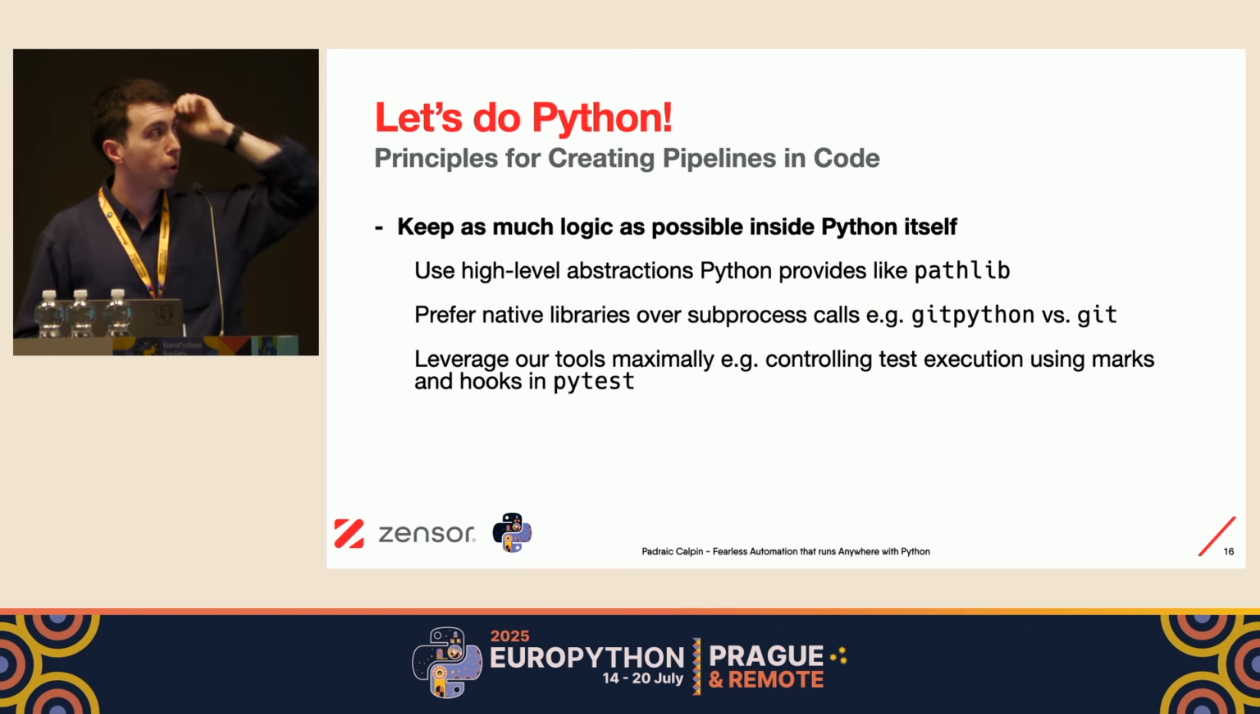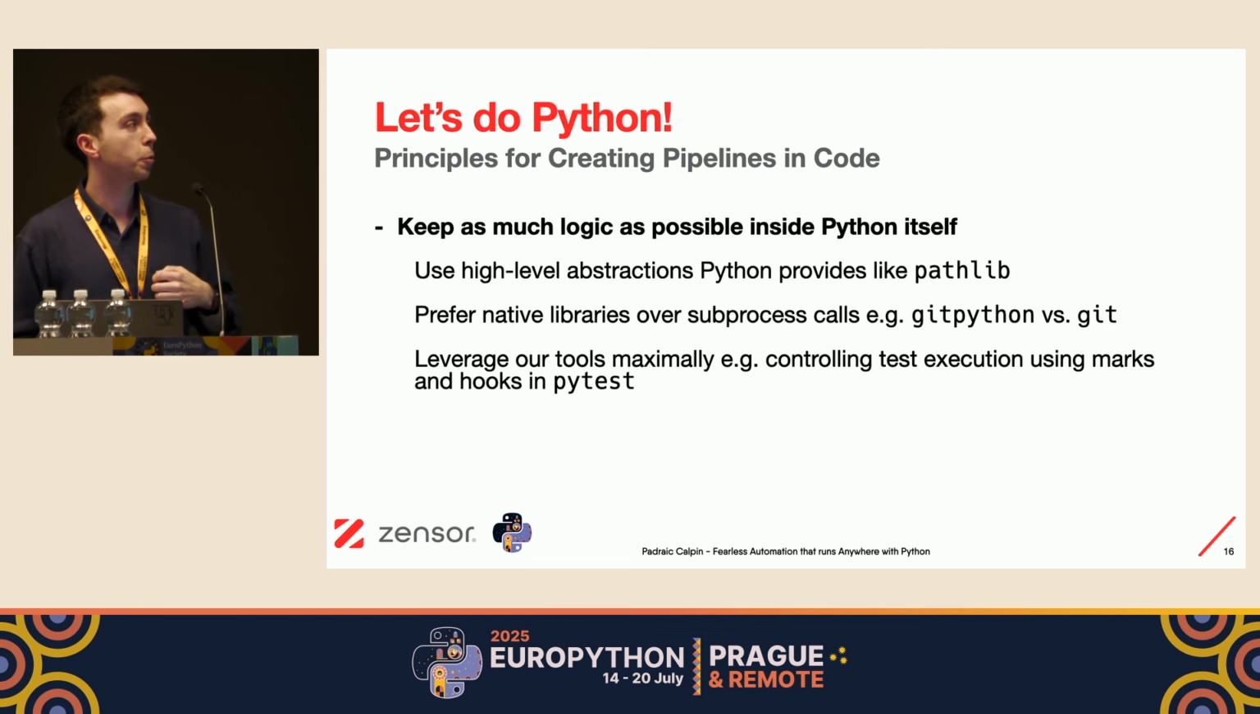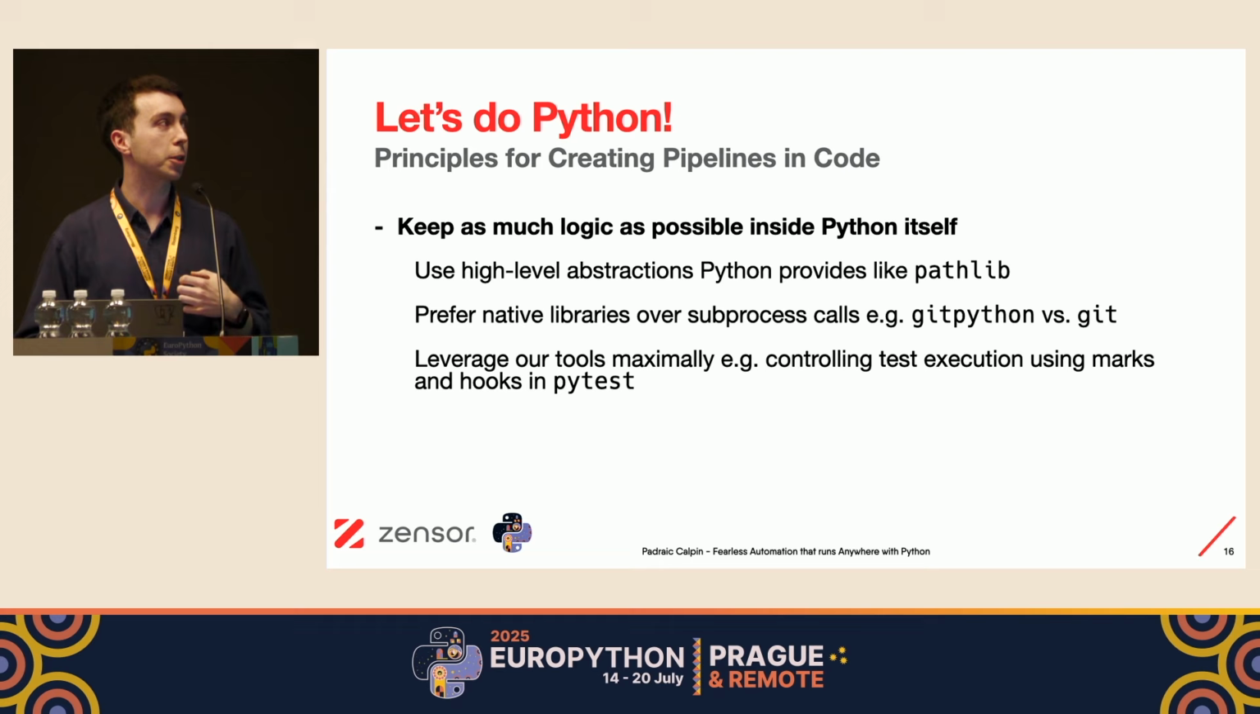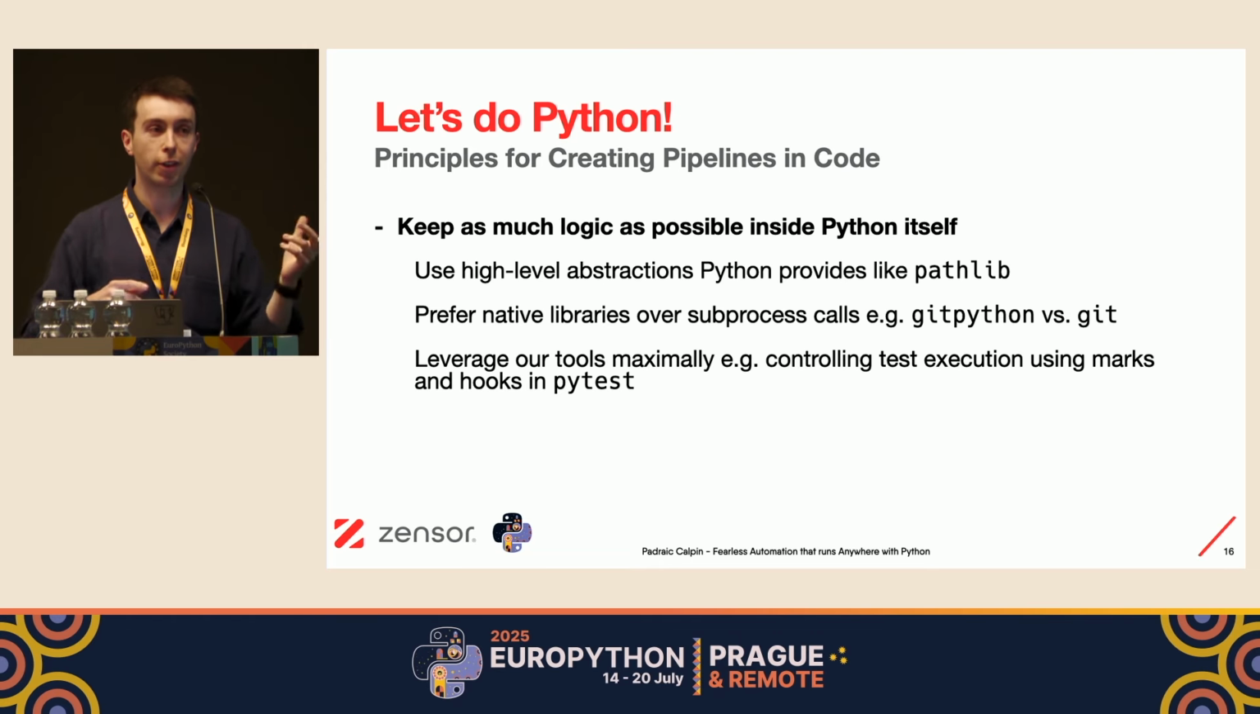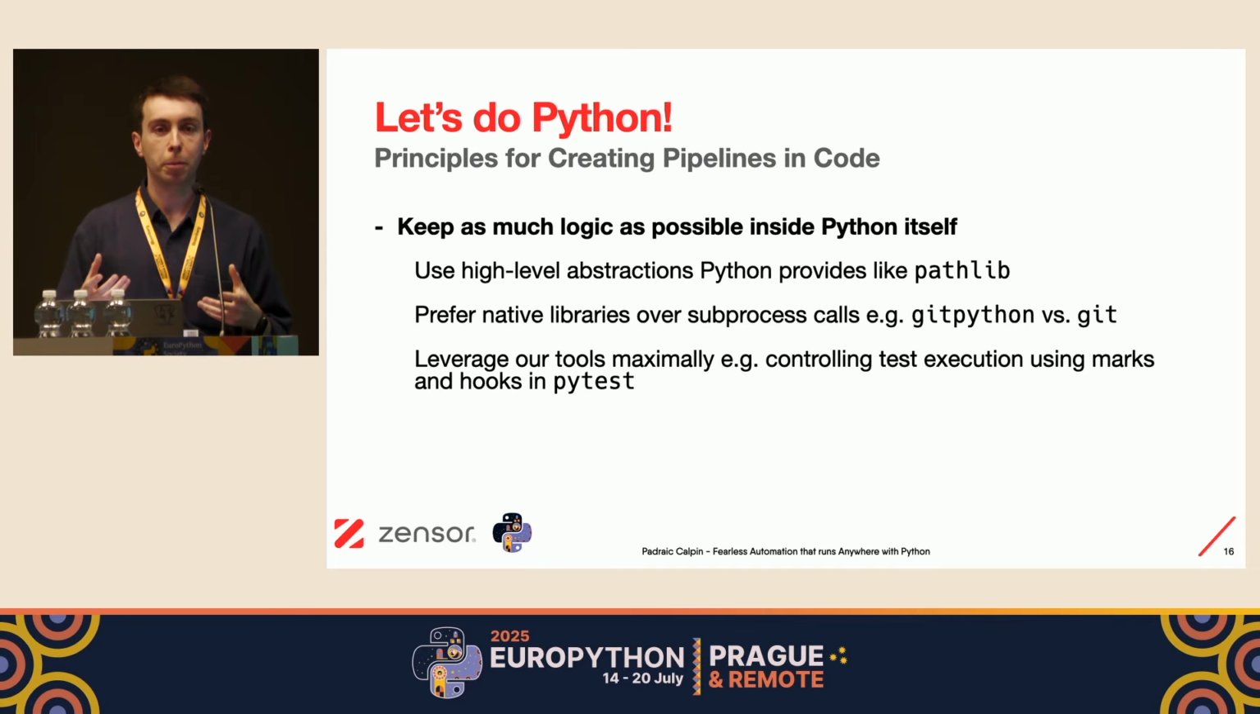And then the final rule of thumb seems like kind of an obvious one, which is that we try to keep as much of the logic as possible inside Python. And the reason for that is twofold. First of all, the more time we spend in Python, the less we have to think about the actual underlying system that our code is running on. But also, the more that we're doing natively in Python, the more we can leverage the developer tooling that we come to expect. And this comes in a few different ways.